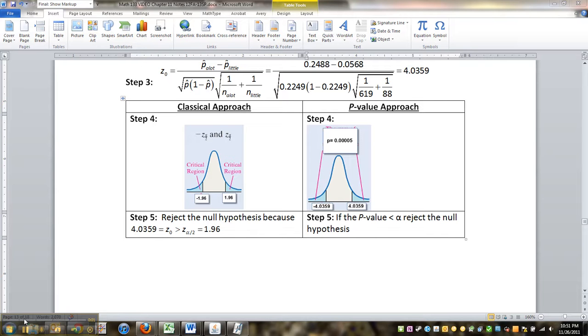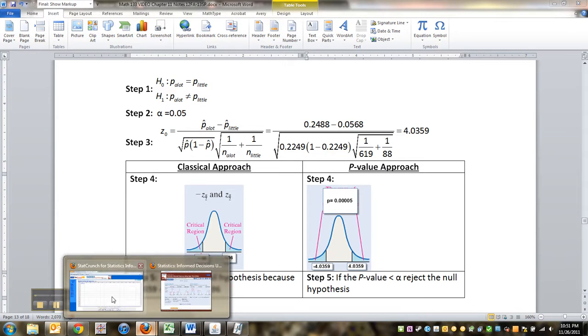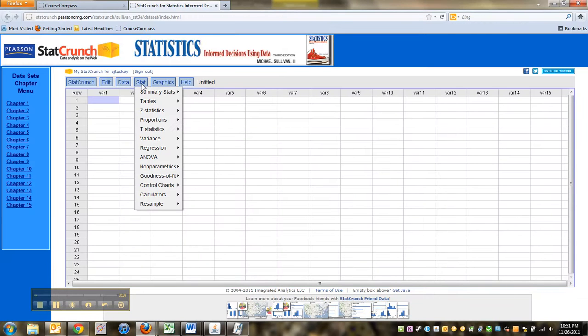So let's see if we can do the p-value method that we just did in a fraction of the time. And while we're at it, step 3 and step 4, we ignore classical method with StatCrunch because who needs it? Okay, so go to Stat. We're testing proportions here. We've got a 2 sample. We don't have data really. We have a summary.